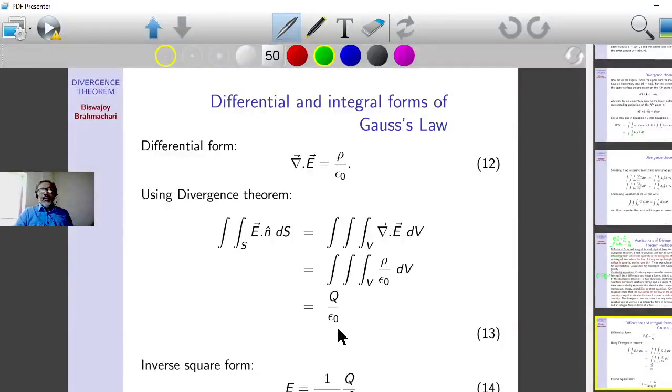And if we consider a point charge, just one point charge, and enclose that point charge with a sphere of radius r, E multiplied by 4 pi r square will be Q by epsilon naught, and E will be 1 by 4 pi epsilon naught Q by r square.